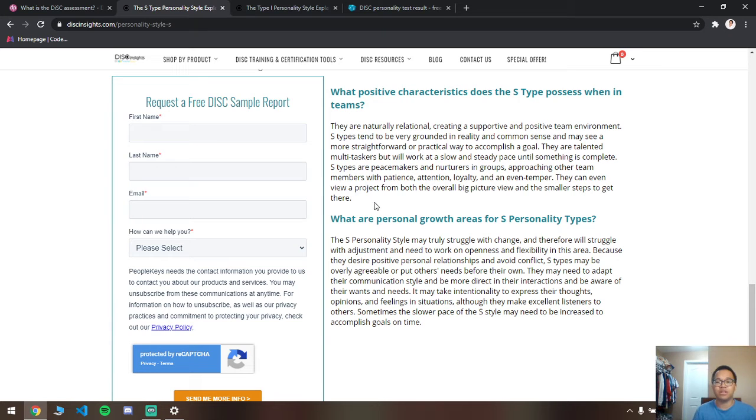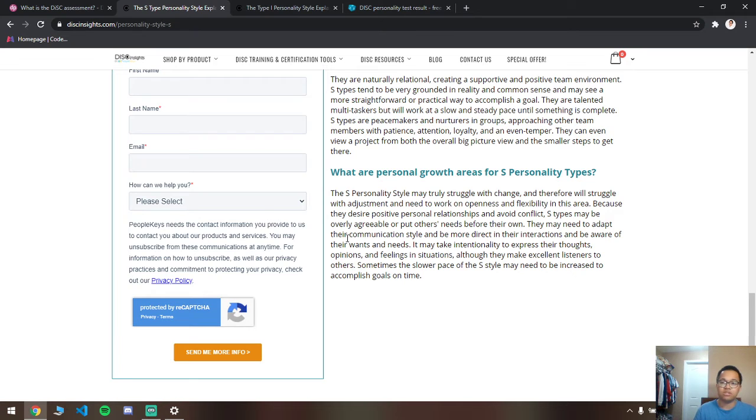What are the personal growth areas for the S personality types? The S personality types may truly struggle with change and therefore will struggle with adjustment, and need to work on openness and flexibility because they desire positive personal relationships and avoid conflict. S types may be overly agreeable or put others' needs before their own. They may need to adapt their communication style and be more direct in their interaction and be aware of their wants and needs. It may take them time to express their thoughts, opinions, and feelings in situations, although they make excellent listeners to others. Sometimes the slower pace of the style may need to be increased to accomplish goals on time.